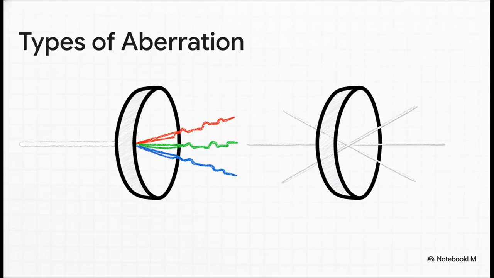Of course, lenses aren't perfect, unfortunately. They suffer from what we call aberration, basically optical defects that cause blur or distortion. The two main culprits are chromatic aberration, which causes color fringing because different wavelengths focus at different points, and spherical aberration, where the center and the edges of the lens focus differently. Modern microscopes actually use these incredibly complex lens combinations just to correct those exact color and shape errors.